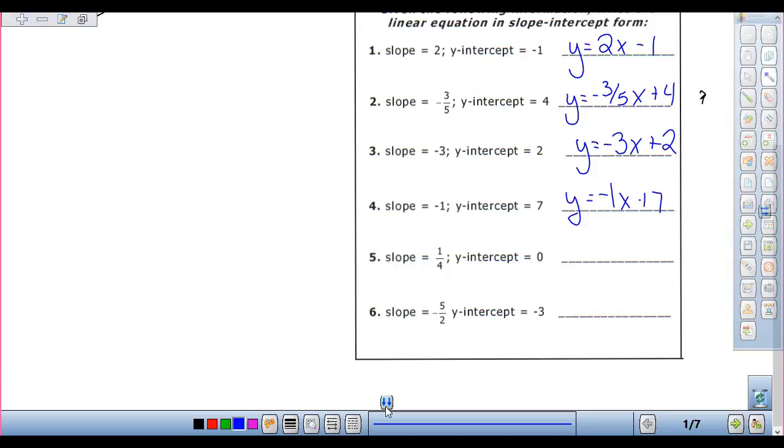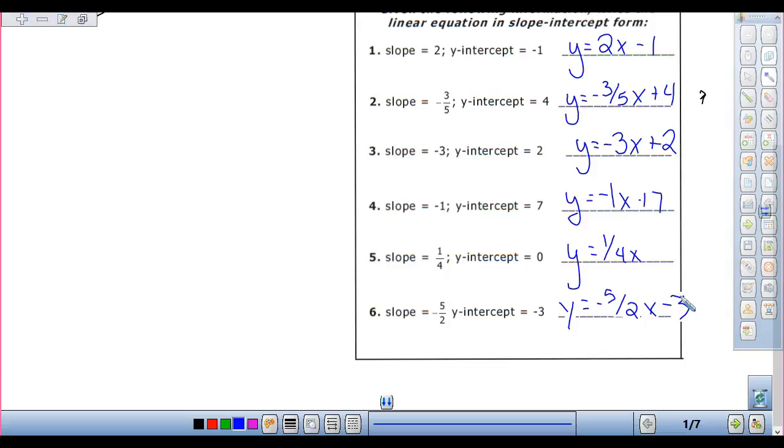Number 5, Susie. Y equals 1/4 x. Do I need to put the plus 0 there? No, I just leave it as y equals 1/4 x. And Chris, what's 6 look like? Over 2x, yep. Minus 3. There you go.